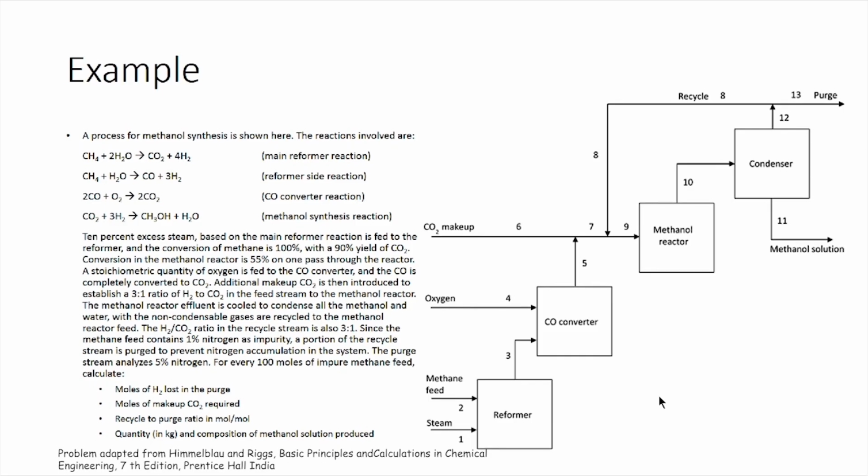For every 100 moles of impure methane feed, you are asked to calculate the moles of hydrogen lost in the purge, moles of makeup carbon dioxide required, recycle to purge ratio in moles per mole, and quantity in kilograms, and composition of methanol solution produced. So, this problem covers all the aspects of chemical reactions with recycle and purge for a multi-unit system. Let us try to solve this problem.